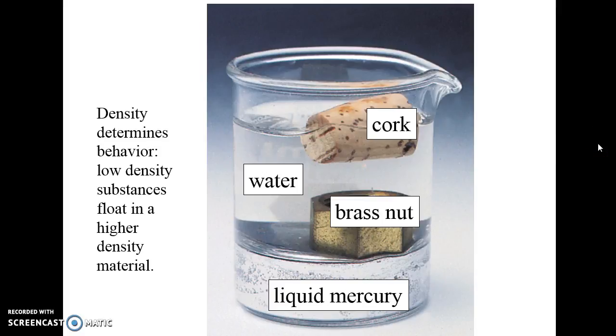First of all, density determines the behavior of things. Low density things float, high density things sink. If you have your density in the same units, the number associated with those units tells you which one will float and which one will sink. The lower number floats, the higher number sinks. So cork has a lower density than water. Cork is like 0.7 maybe grams per milliliter. Water is 1 gram per milliliter. Brass is a metal. It's probably around 4 or 5 grams per milliliter. And mercury is all the way up at 13 grams per milliliter.